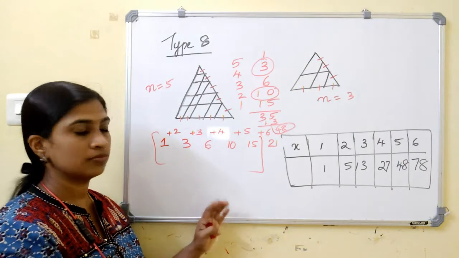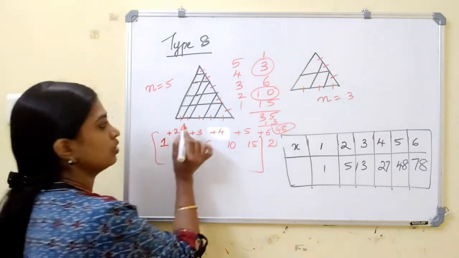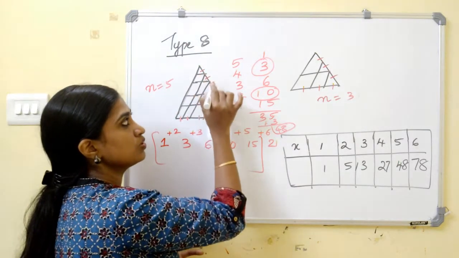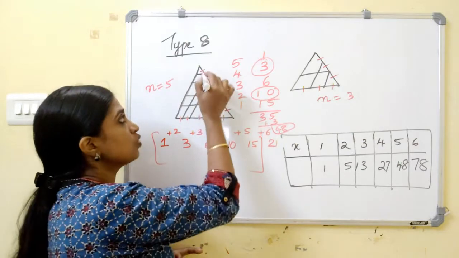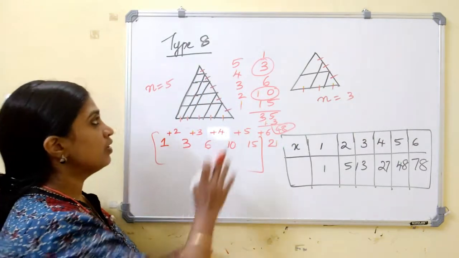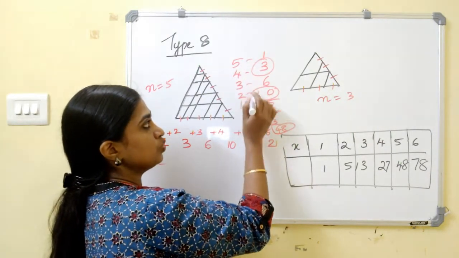What you have to do is count the number of partitions. 1, 2, 3, 4, 5. Here also it is 1, 2, 3. This is a symmetric figure. So 1, 2, 3, 4, 5. So the value of n is 5. Write this as such: 5, 4, 3, 2, 1.